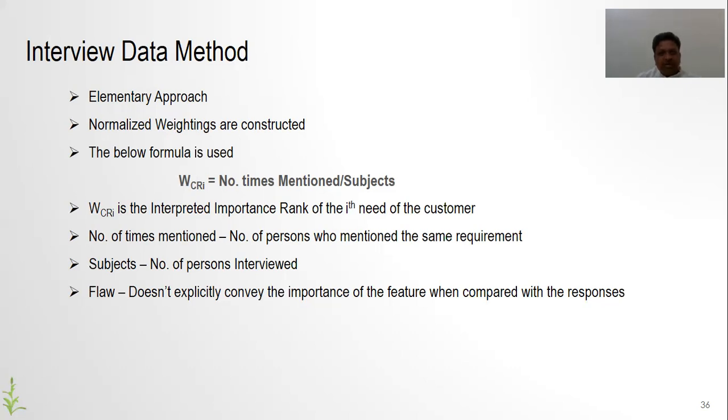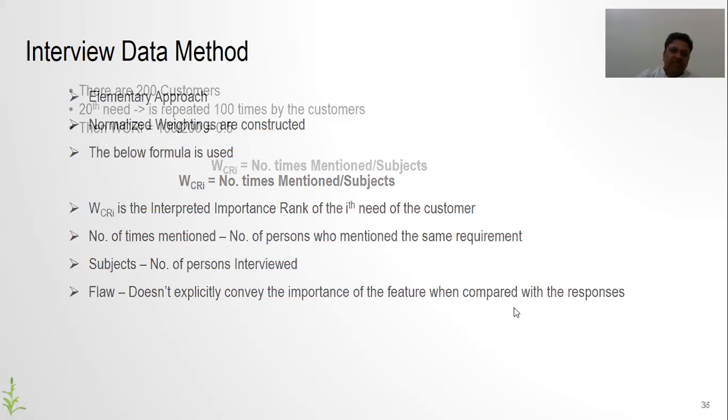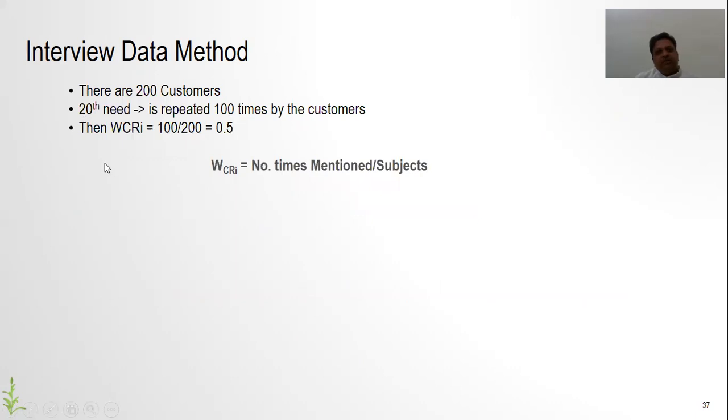Number of times mentioned is the number of persons who mentioned the same requirement. Subjects is the number of persons interviewed. The flaw is that it does not explicitly convey the importance of the feature when compared across the responses. This is one of the methodologies. In the interview data method, for example, there are 200 customers. If the 20th need is repeated 100 times by the customers, then WCRi equals 100 by 200, which equals 0.5. So WCRi equals number of times mentioned divided by subjects.